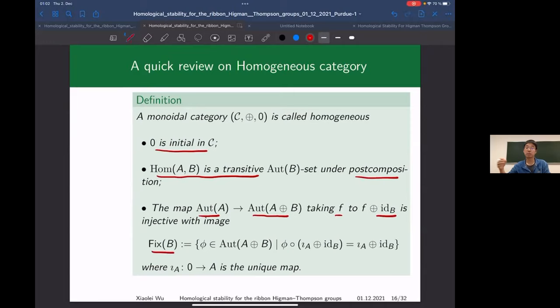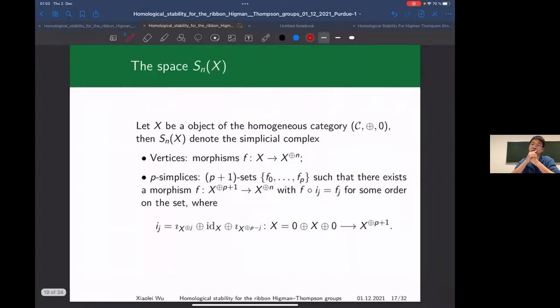I should say that these conditions might be strong, but they also provide a framework: if you have any family of groups, there's a brute force way to produce such a category. So the category is not a problem. And then the difficulty becomes, how do you show homology stability?